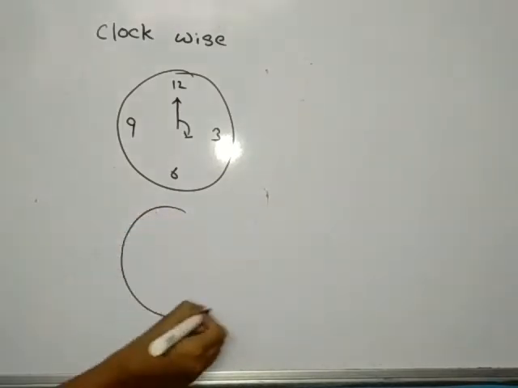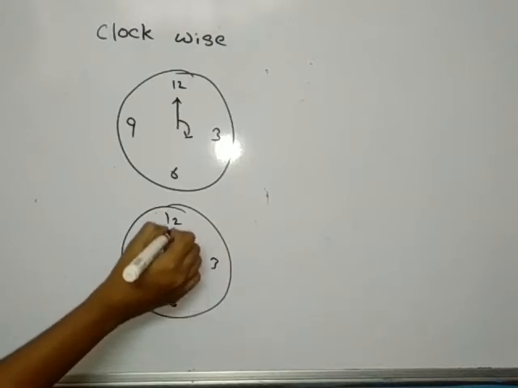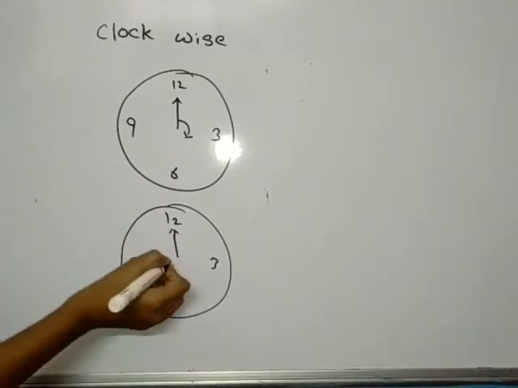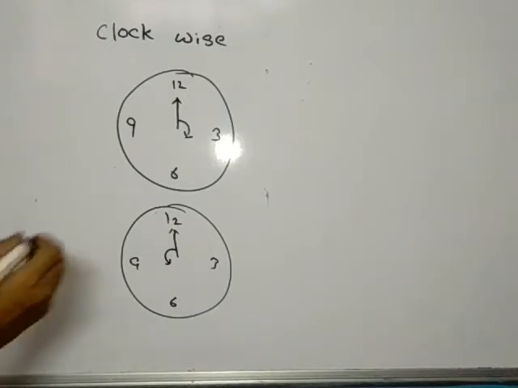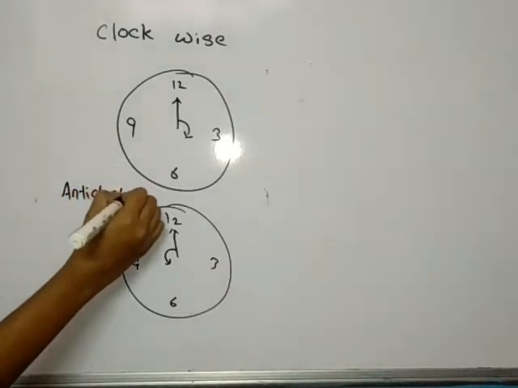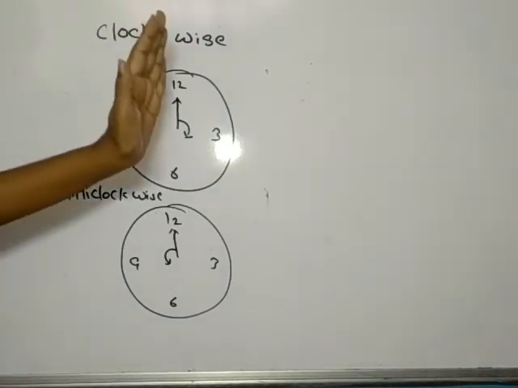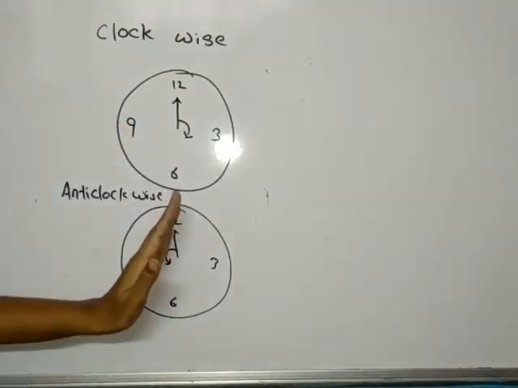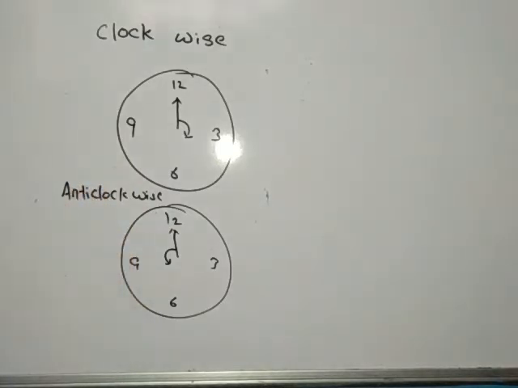Or if this is the clock, and the hand rotates the other way, like this, then that direction is called an anti-clockwise direction. If it moves from 12, 1, 2, 3, 4, it is the clockwise direction. If it starts rotating 12, 11, 10, 9, it is an anti-clockwise direction.